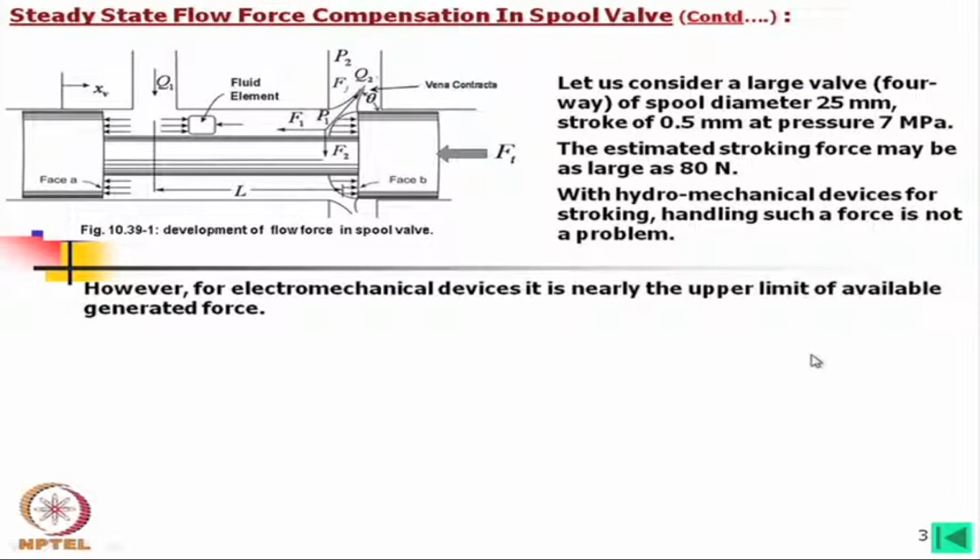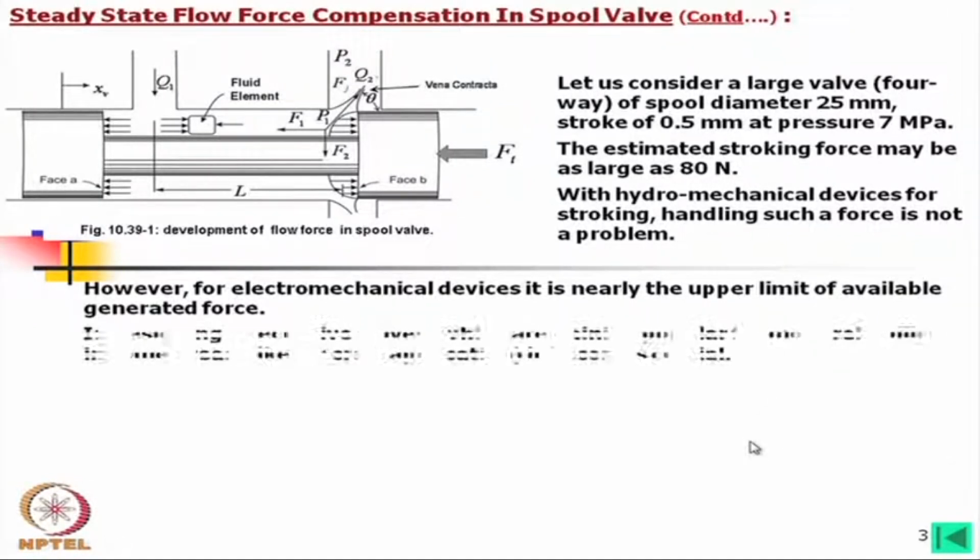However, for electromechanical devices, it is nearly the upper limit of available generated force. Now, upper limit, this term although we have used, we can go for a bigger solenoid, but looking into the size of the spool, normally the size of the drive solenoid should not be much bigger than the valve. So, whatever solenoid size we can provide with these dimensions, we can see that almost 80 Newton is the upper limit of the available generated force.